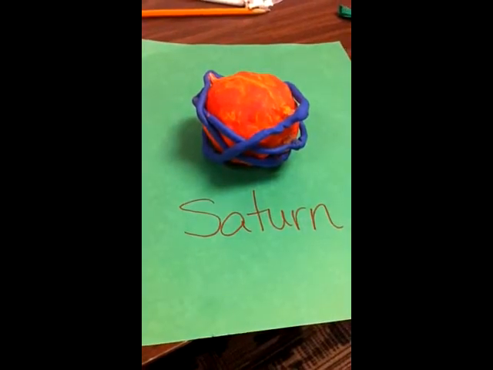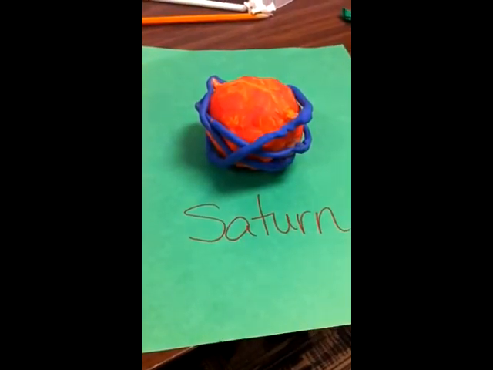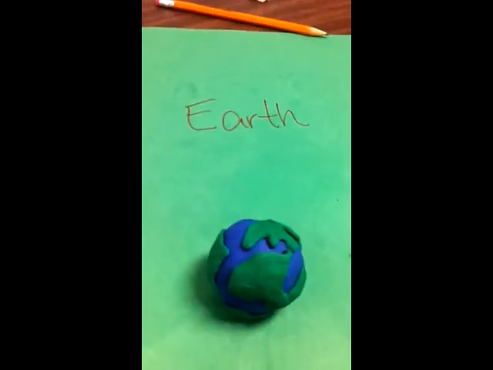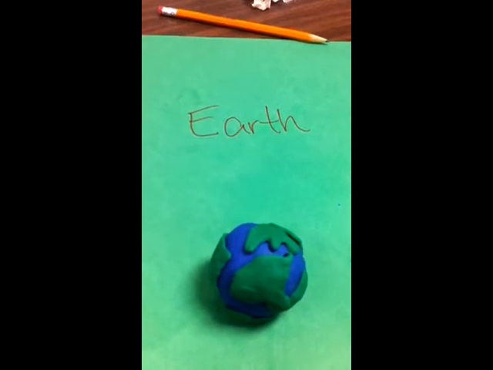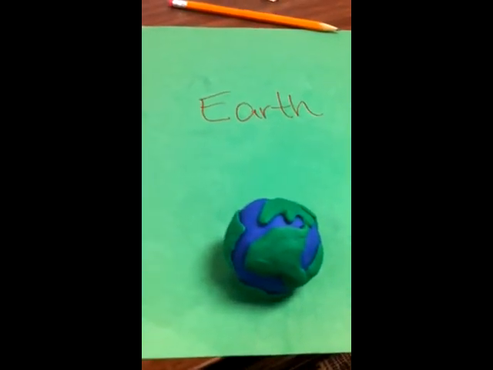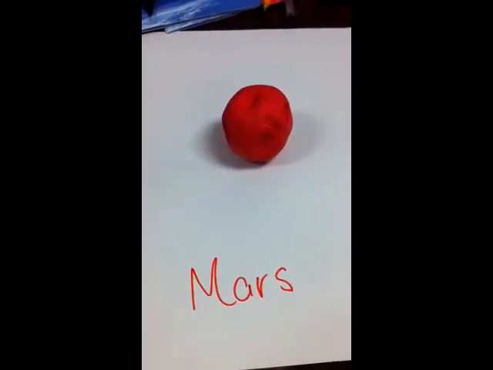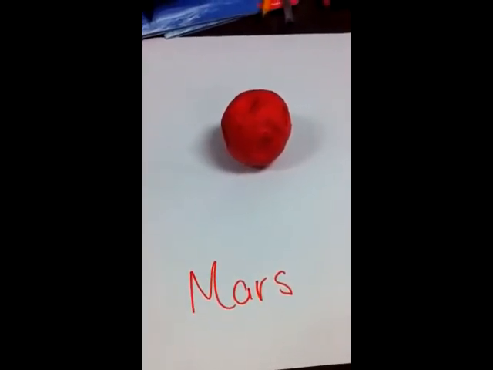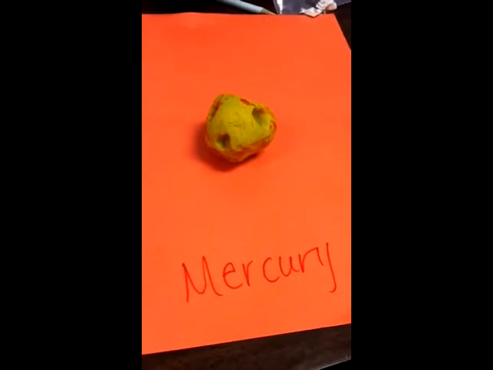Here is a replica of the planet Saturn with its many rings made by AJ. Here's a replica of planet Earth made by Uriel. You see he has put the continents on the planet. Yadira made Mars and she added craters to the planet. Bryant made Mercury and he added craters to the planet as well.